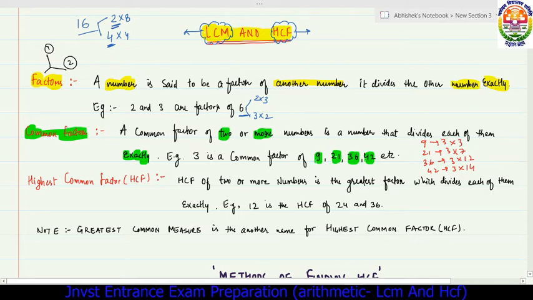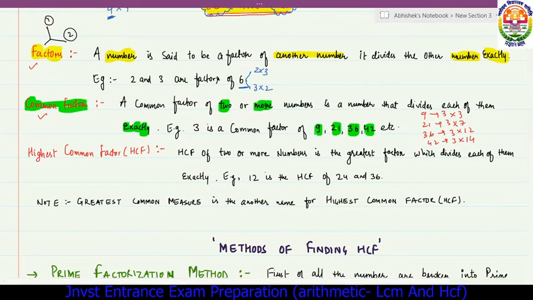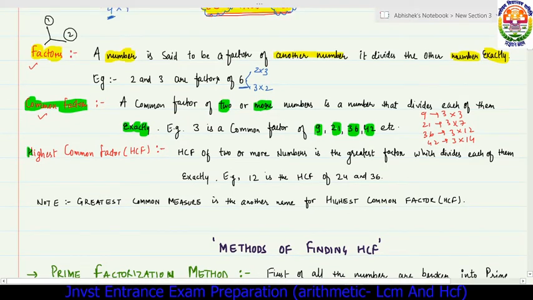So 3 is a common factor of all four numbers: 9, 21, 36, 42. Now, after clarity about the factors and common factor, we will talk about the highest common factor.